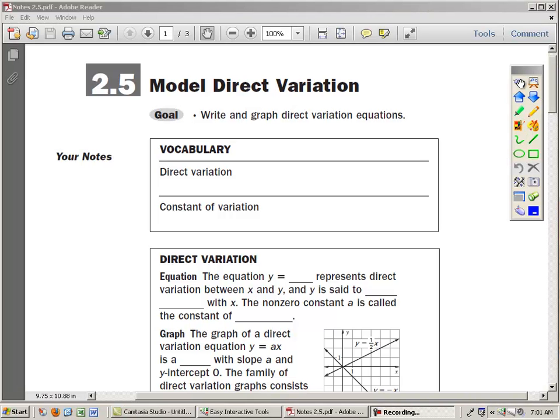Hi guys, welcome to lesson 2.5 on modeling direct variation. Modeling direct variation is another way we talk about linear equations. Last section we talked about the idea of y equals mx plus b, where y equals mx plus b is a linear equation. We use this as slope-intercept.